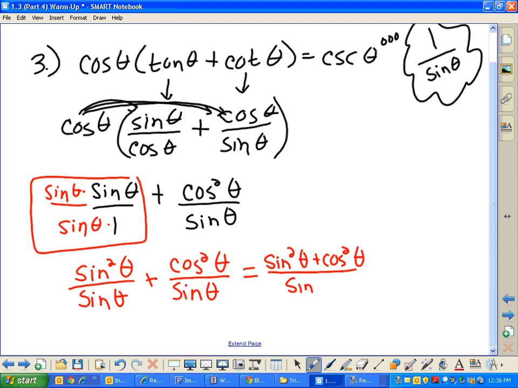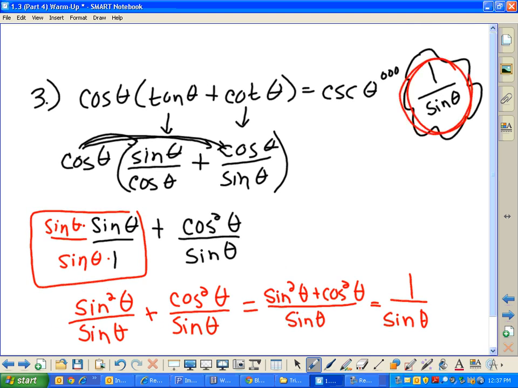Okay, I have a question for you. You ready? Here's my question. What is sine squared theta plus cosine squared theta equal to? It is 1. Very good. Quick and accurate. I love it. All right, so what I have right now is 1 over sine theta. Did you see what I was trying to get back to at the beginning? 1 over sine theta. And that is officially equal to the cosecant of theta. I'm at the right side of the equal sign, so I'm done.